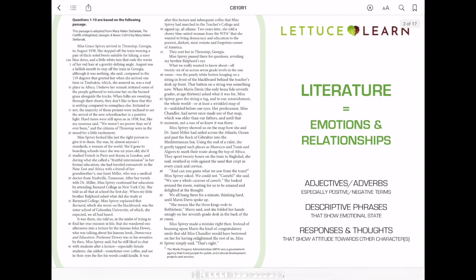Let's remember that for literature passages, we want to focus strictly on emotions and relationships, and not waste energy trying to picture what's going on and understand the entire context. And to do so, let's remember that there are three things we can look for. Adjectives and adverbs that describe characters, especially the ones that carry positive or negative tone. Descriptive phrases that show emotional state. And responses and related thoughts that show a character's attitude towards another character or characters. Let's go to the first passage.